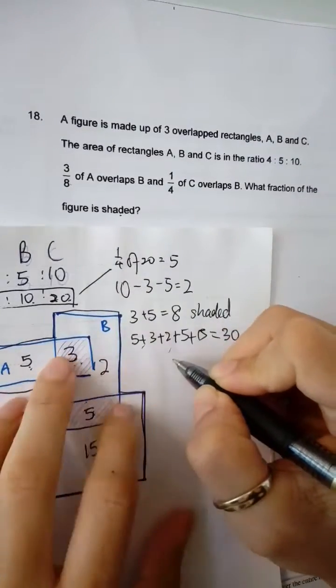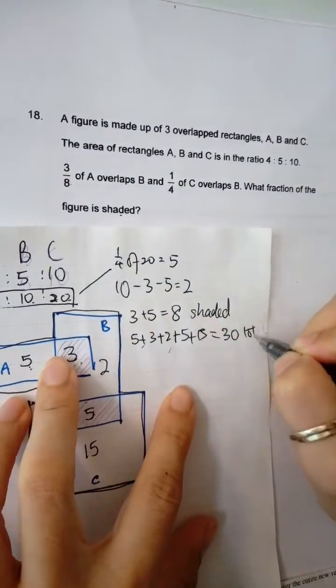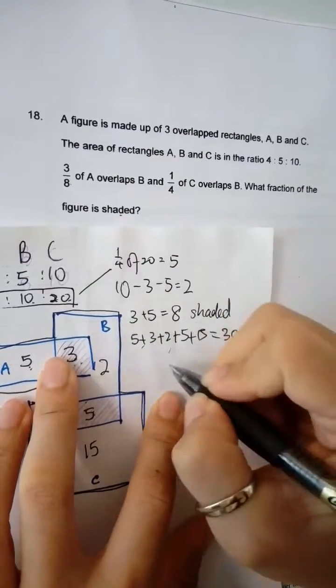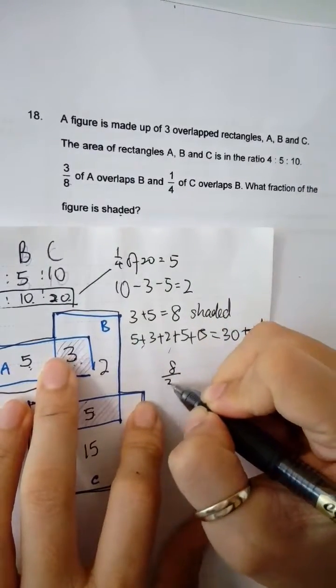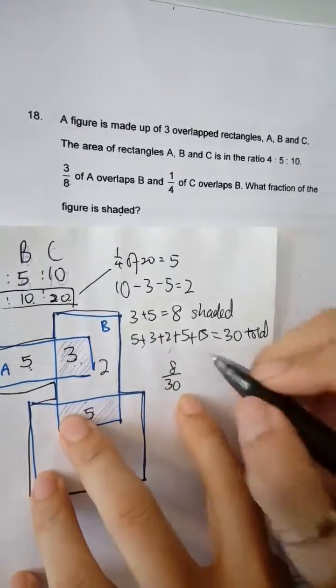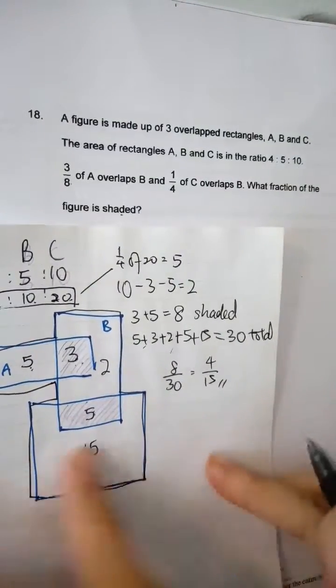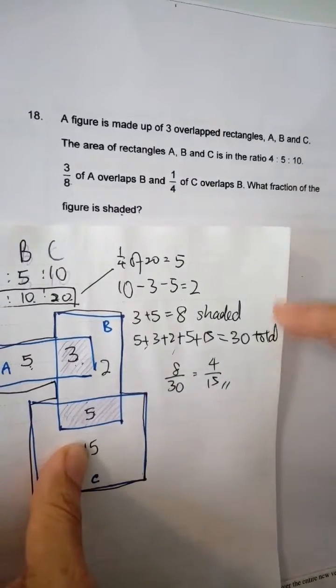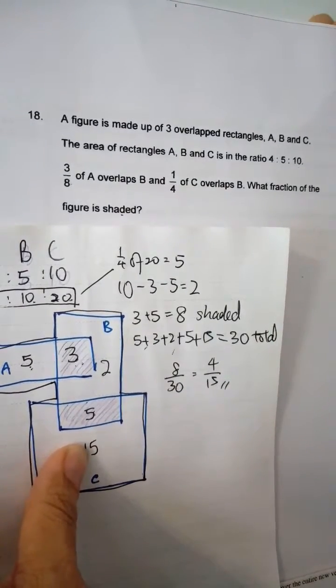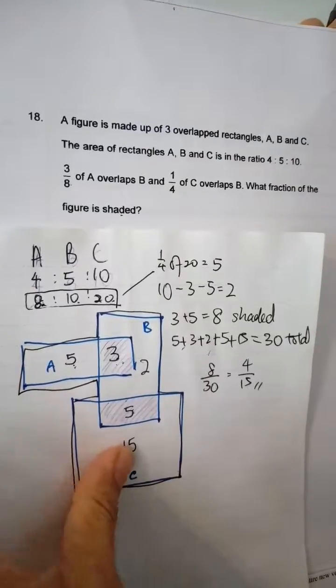Okay, so shaded over total figure. 8 over 30, reduced to lowest terms. Answer is 4/15. I'll just leave it here so you can pause and then read. Okay, can you see everything?